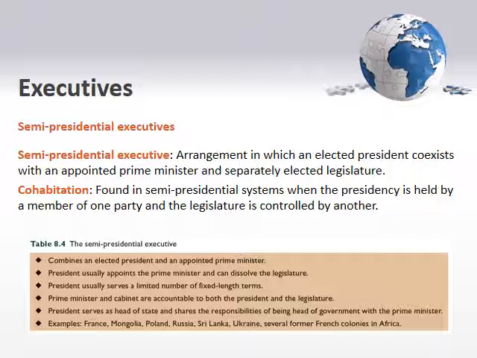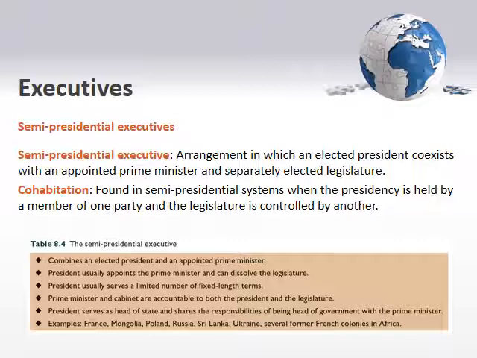Now, in many cases, both the president and the prime minister reflect and represent the same party or parties. And in that case, it's a pretty straightforward process. They're in general agreement on public policy and the direction that the country should take. In those situations, too, the president will appoint a prime minister as long as they enjoy a majority of support in the parliament.